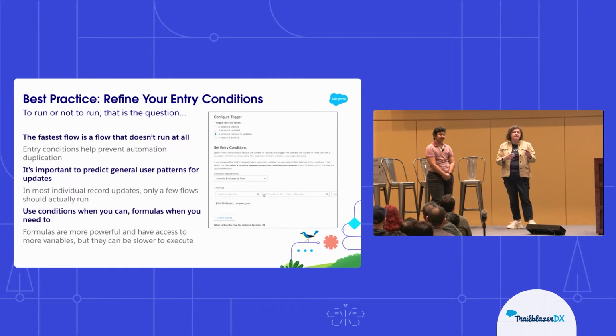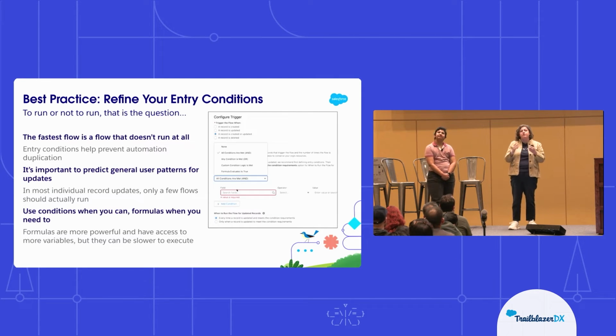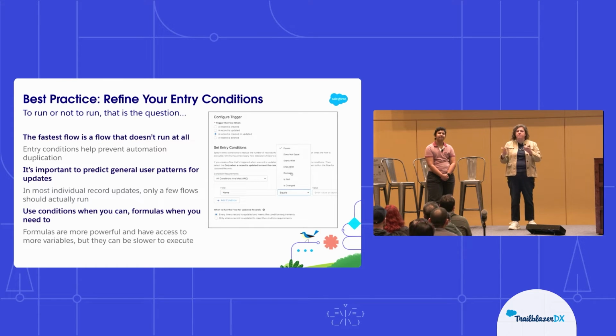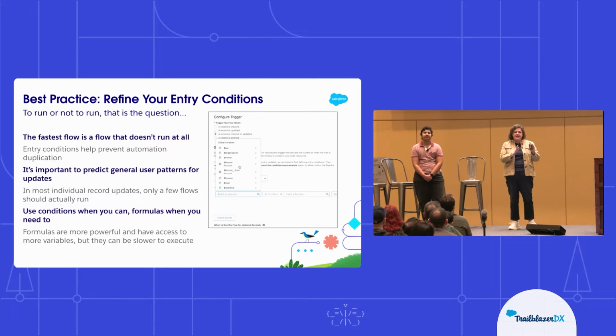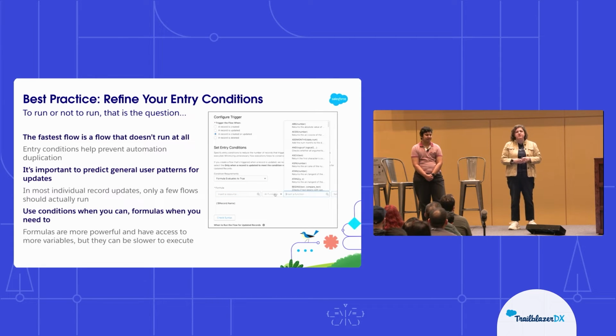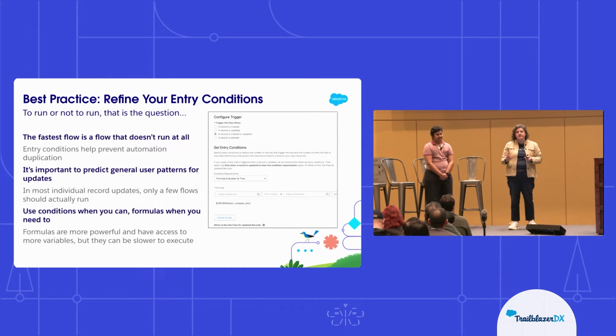Our entry conditions support both our condition builder, which lets you pick a field and set a value, as well as formulas. Formulas are more powerful. They are a little slower to execute, so they're a little more cost, but they allow you things like access to related records and access to global variables. So don't shy away from using formulas, but if it's something you can do in the condition builder, then I would do it there, just because we have some more performance optimizations available to us there. But feel free to use both because they're both super powerful.